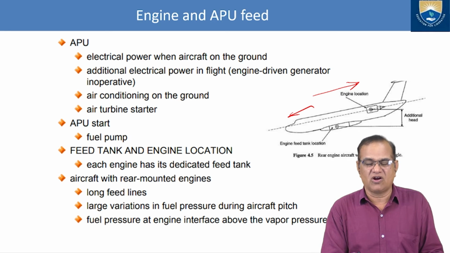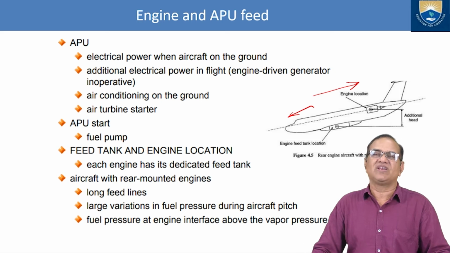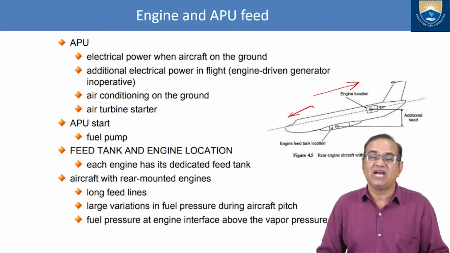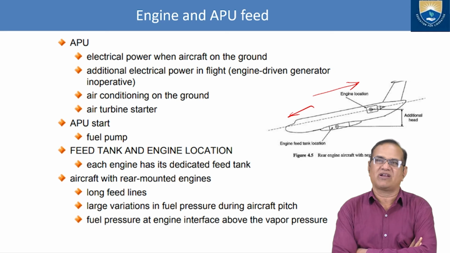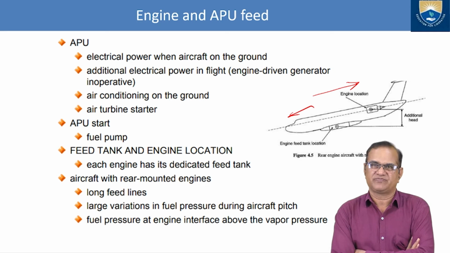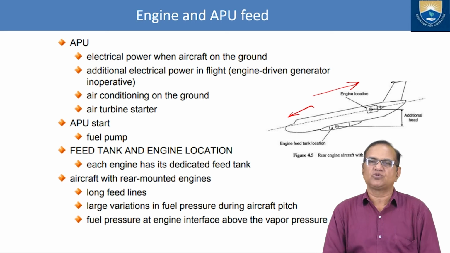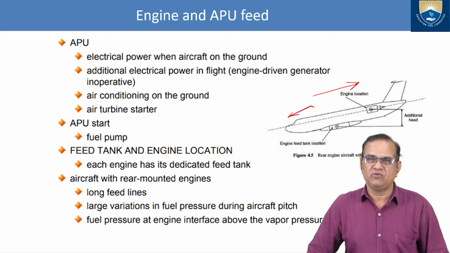Air conditioning on the ground: once we are on the ground, we will not start the aircraft main engine or the engine driven generator, because these are operated by the engine. So at that time we will start the APU, and the APU will air condition the whole aircraft. Air turbine starters are also started by the auxiliary power unit. When the APU starts, the fuel pump will also be used. These fuel pumps are used to give higher pressure to the APU.